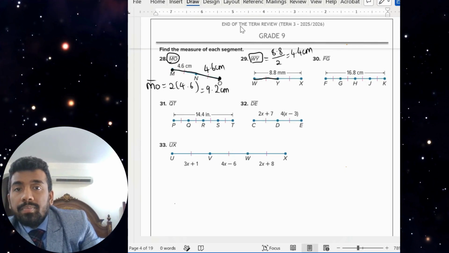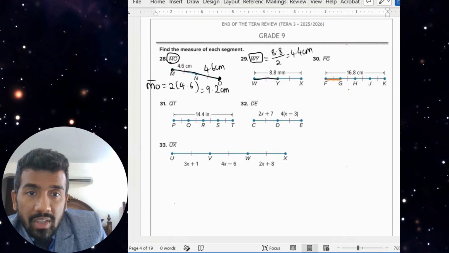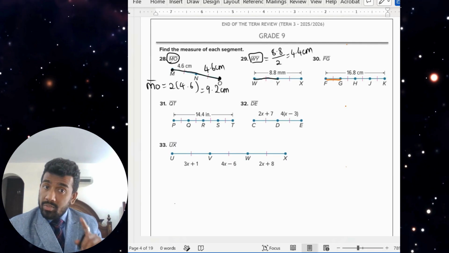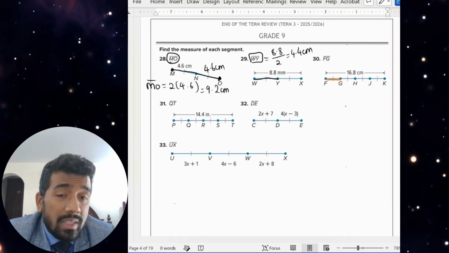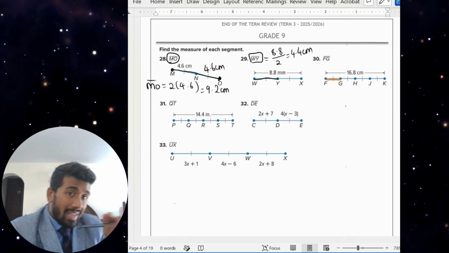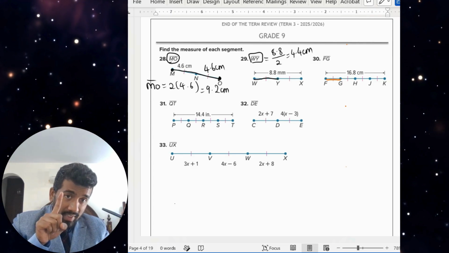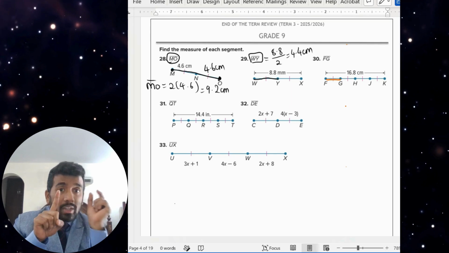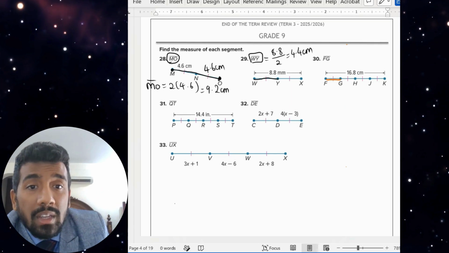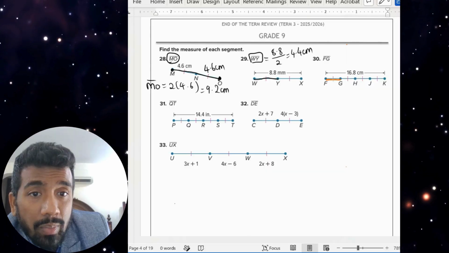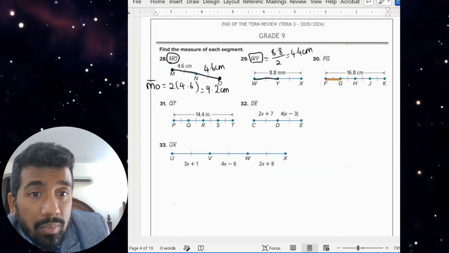Next one. What do they want? FG. Now what is FG? Oh, this is not half. What can you see? Here the whole FK, the full FK is divided into four parts. One, two, three, four. You see? The whole FK is divided into four parts. One part, two part, three part, four part.